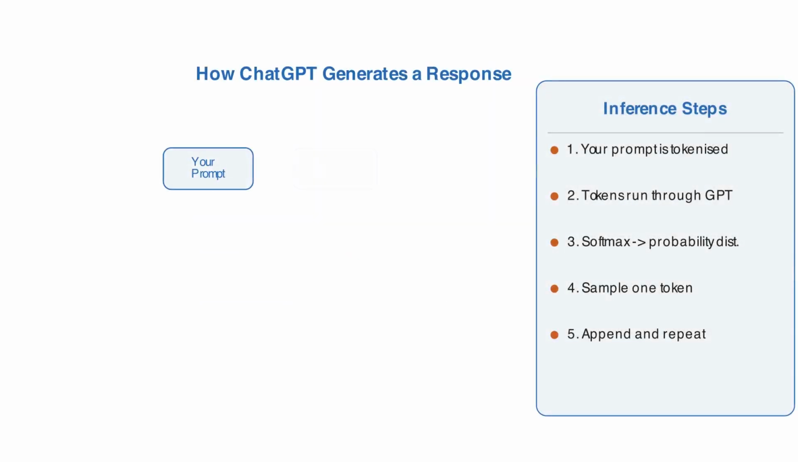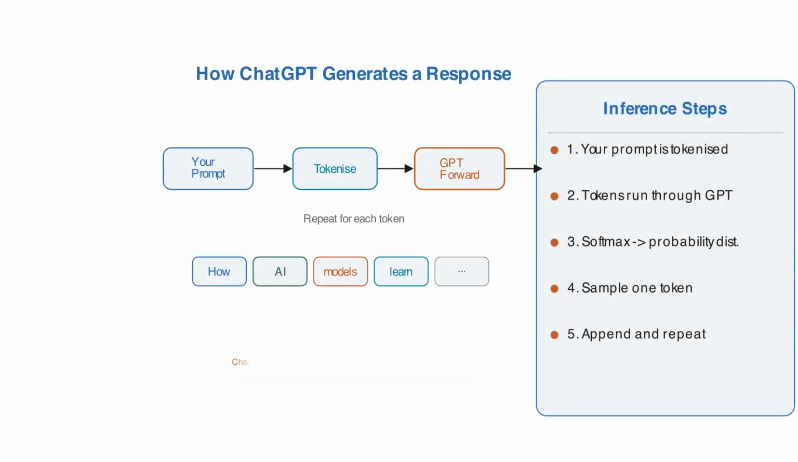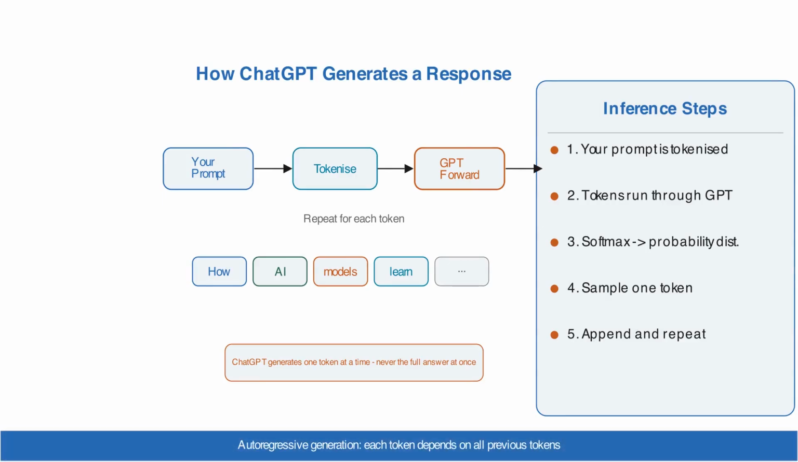When you send ChatGPT a message, here is exactly what happens. Your prompt is tokenized. The tokens pass through all transformer layers in a forward pass. The final layer outputs a probability distribution over 50,000 tokens. The model samples one token. This is the first word of the reply. That token is appended to the context and the whole process repeats, one token at a time, until the answer is complete.